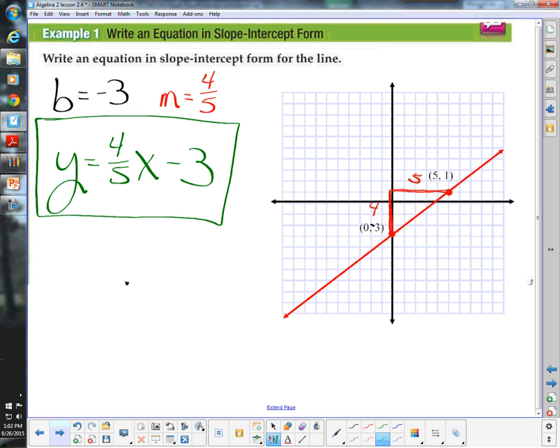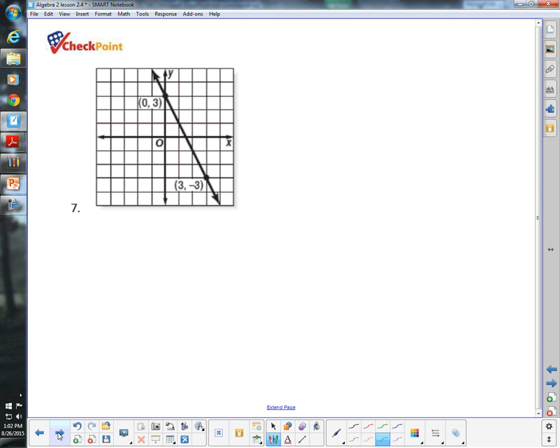Will we have to solve it? You can't solve it. You got 2 variables. Any other questions? All right. I want you to do number 7 on your paper. I'm coming by to check to see if you get it correct.